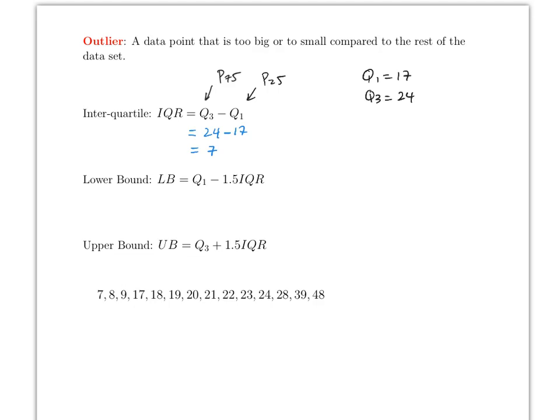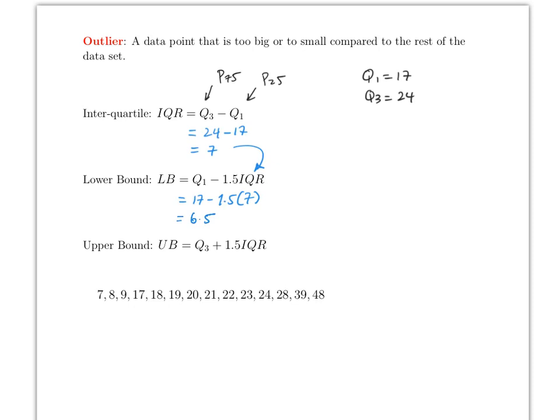Then we find a lower bound, which is Q1, which we already have, 17, minus 1.5 times the IQR, which is what we just found; the IQR happens to be 7. Be careful to follow the order of operations, so you need to multiply first and then subtract this value. It is okay if this value is negative, but make sure you do this first and subtract it from this one. In this case, this equals 6.5.